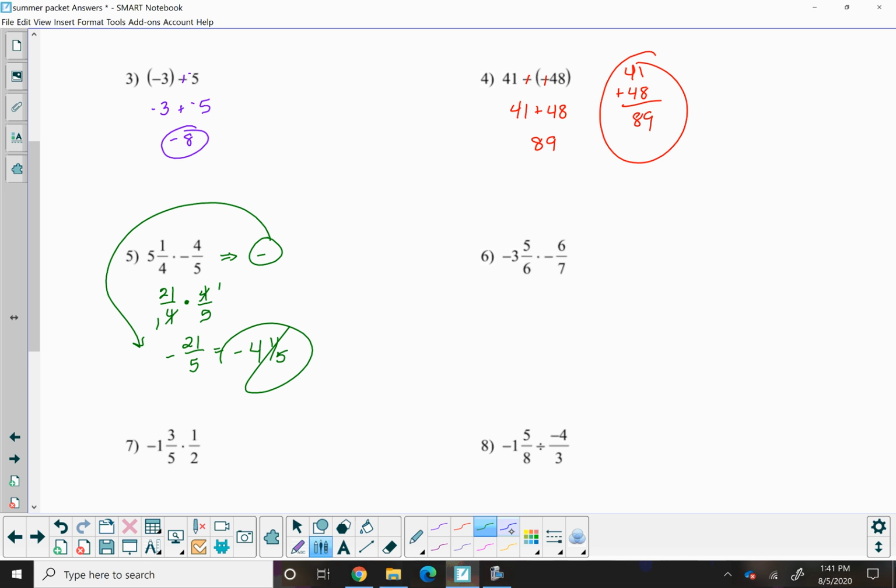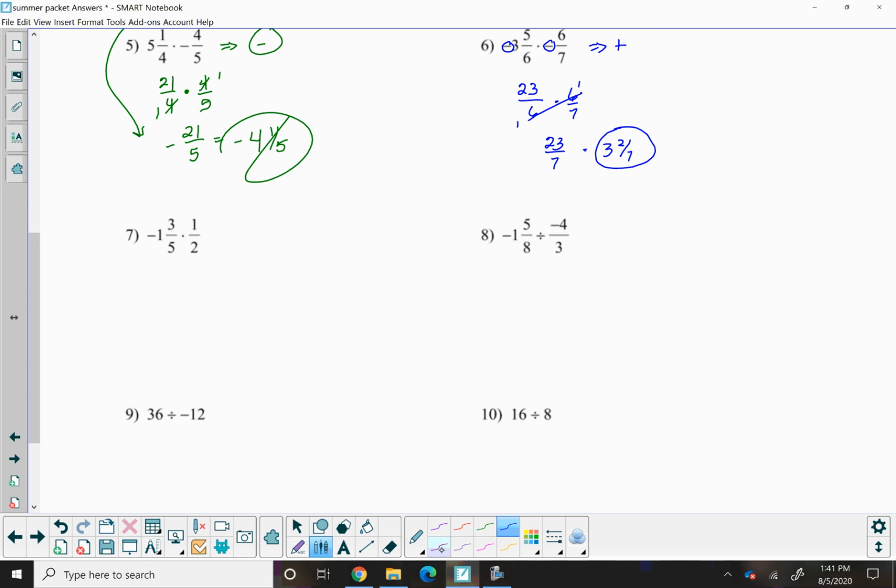Ooh, nice circle there. Okay, the next one. I have a negative and a negative. Two negatives when you multiply will make a positive, so I know my answer is going to be positive. So 3 times 6 is 18 plus 5 is going to be 23 over 6 times 6 over 7. These 6's will both become 1. So I get 23 over 7. How many times does 7 go into 23? 3 times with 2 left over. Okay, number 7.